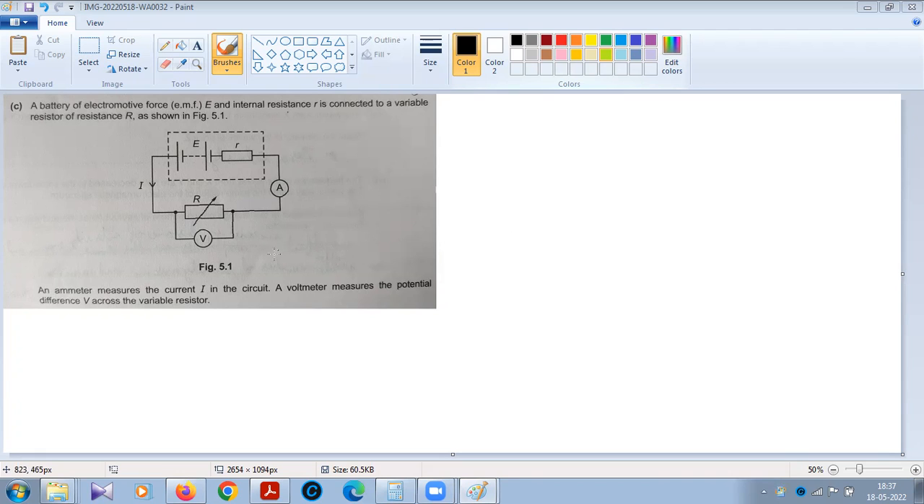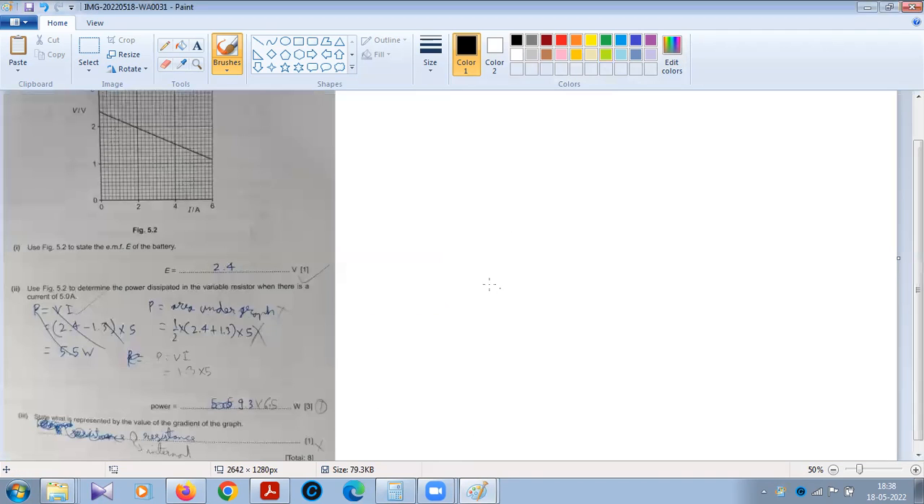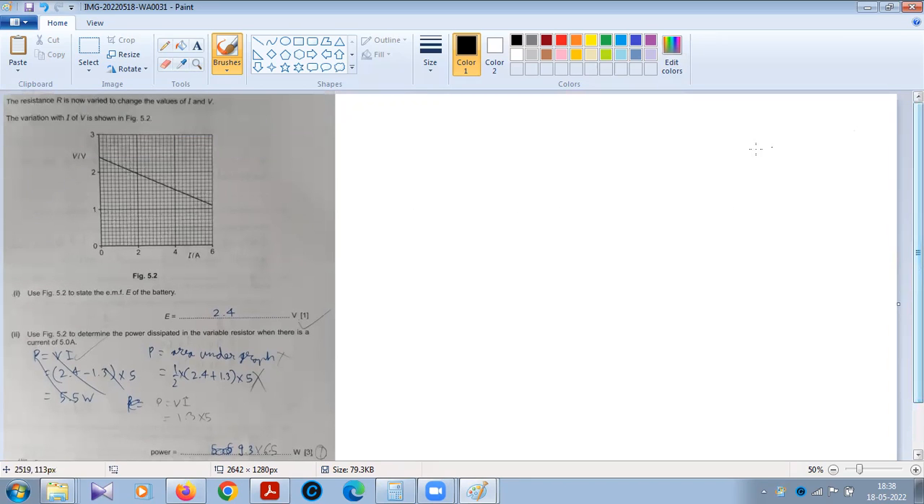So what is happening? And then this kind of a graph is given between V and I. So this V is the voltage and this is the current. So this is decreasing with the... So if you go up, you can read the question too. Resistance R is now varied to change the value of I and V. Variation of I and V is given to you.